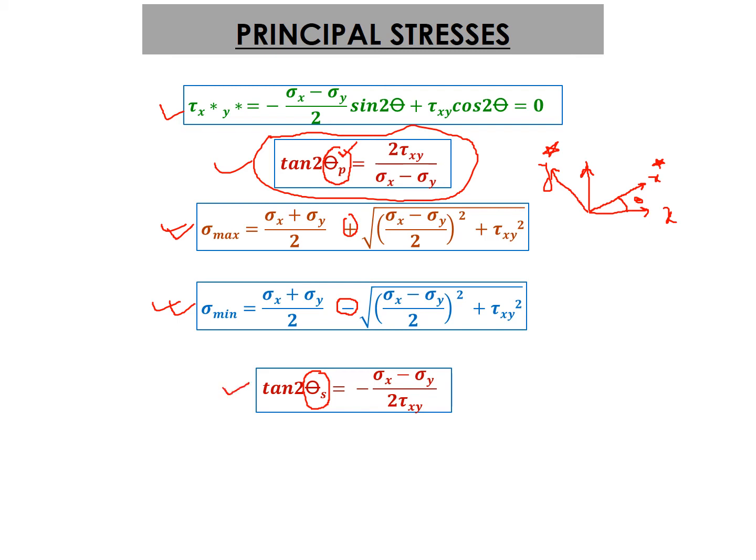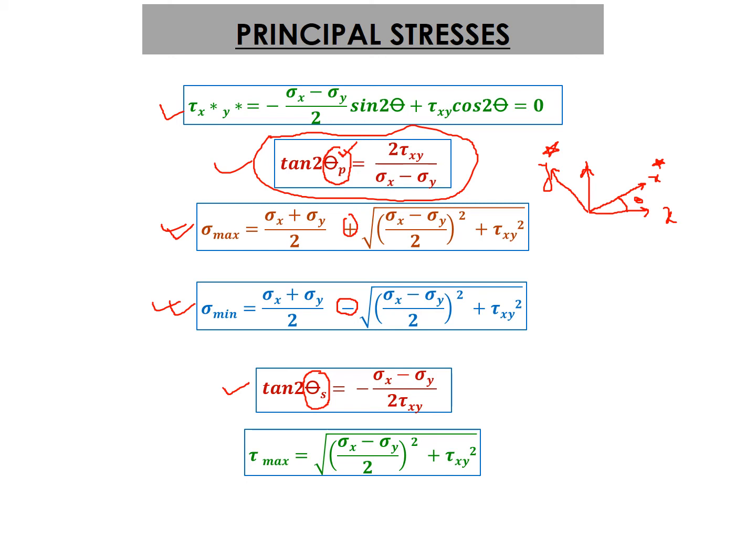It's just the reciprocal of your principal axis equation. Now at this theta s, this is the maximum shear stress value. It's quite simple. Find theta p, put in theta p, get these two stresses, sigma max and sigma minimum. Then find the location of the axis at which shear stress is maximum, which is given by this relation, theta s. And put this theta s in the equation, and you will get the maximum value of shear stress.